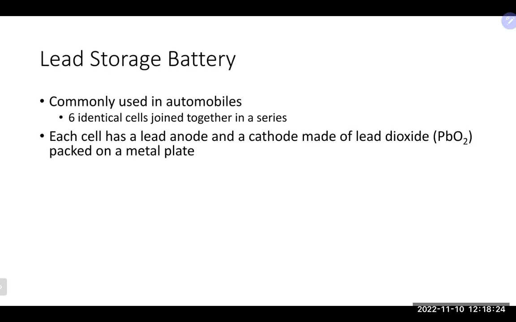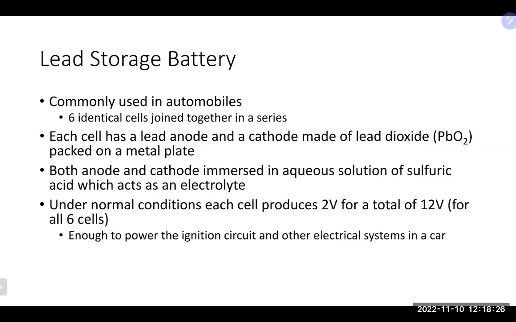A lead storage battery, which is basically your car battery, right? It's basically 6 cells that are joined together. It has a lead anode and a cathode made of lead dioxide. Both the anode and cathode are immersed in sulfuric acid, usually as the electrolyte, which is why they call it battery acid, right?